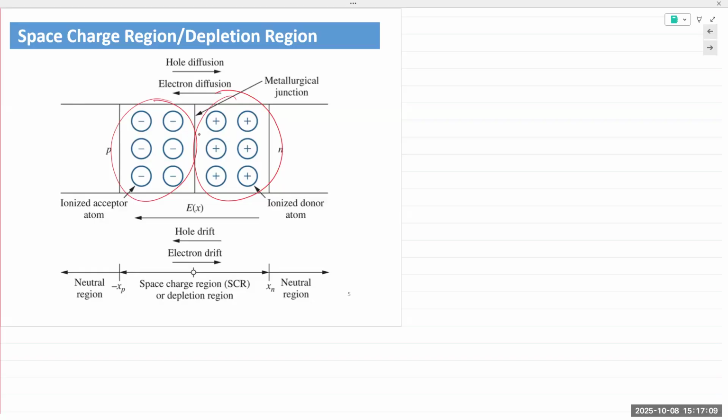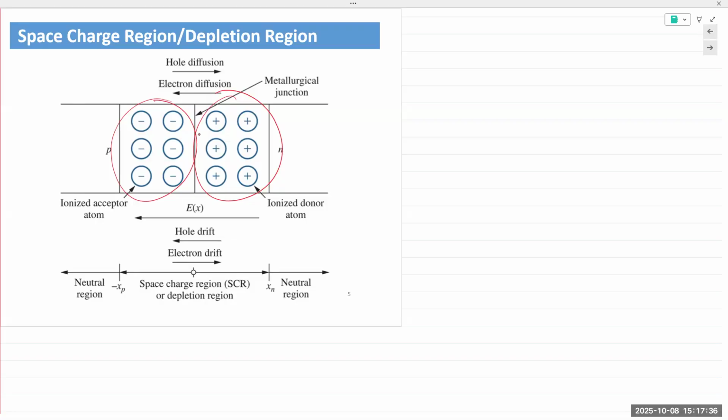So movement of holes and electrons takes place due to diffusion. This movement gives rise to the space charge region because there are positive charges on one side and negative charges on the other side. It sets up an electric field in this region that is completely devoid of free charges. Hence, it is also known as the depletion region.